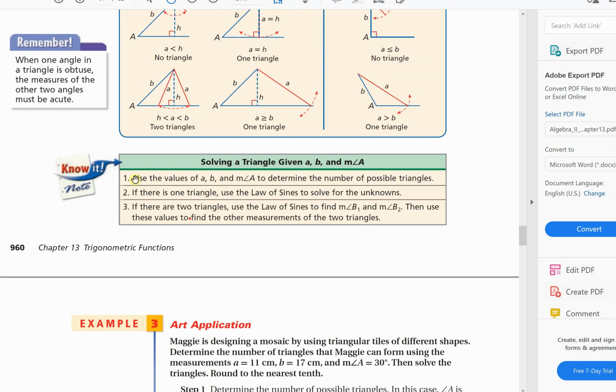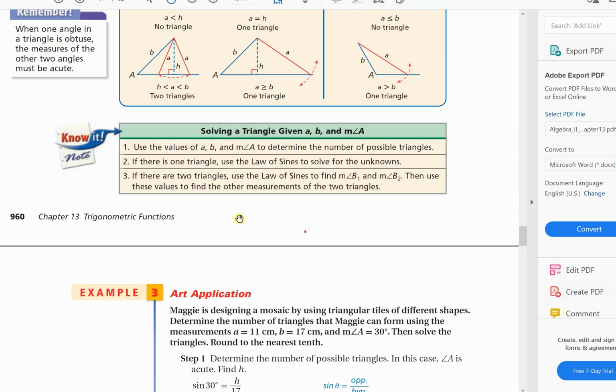So they kind of work it out here. Use the values of A and B and the measure of angle A to determine the number of triangles. If there's one triangle, you can use the law of sines. If there are two triangles, you can use the law of sines to find the measure of angle B and the other measure of angle B. So one would be obtuse and one would be acute. And then you could use these values to find the other measurements of the two triangles.